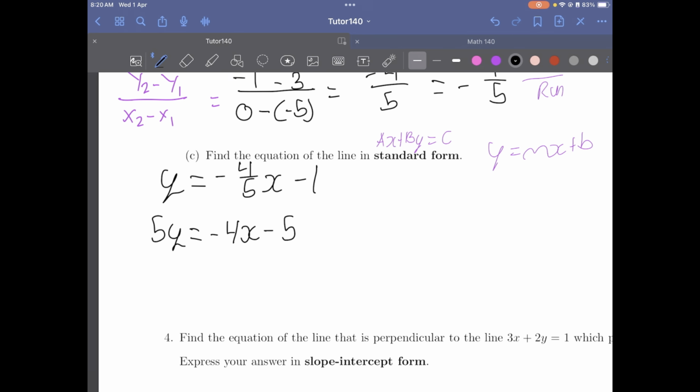Now we're going to send the 4x over, transpose. When we do that, it's going to become positive. So now we're going to be left with 4x + 5y is equal to -5. And that's our answer in standard form, ax + by = c.